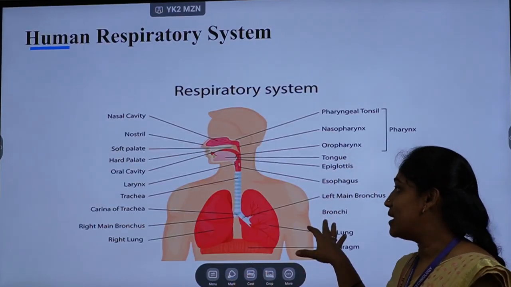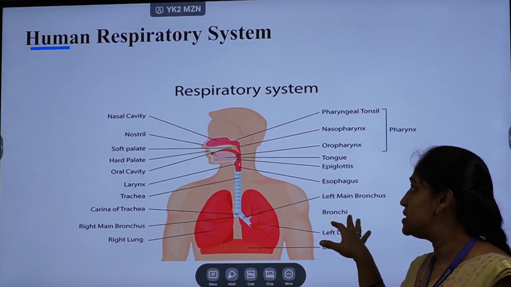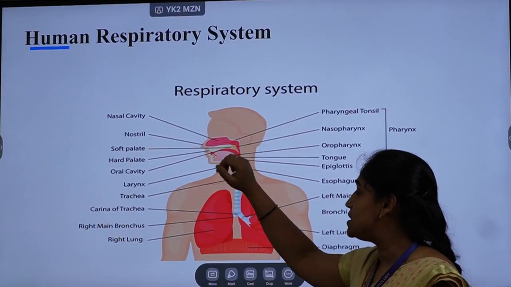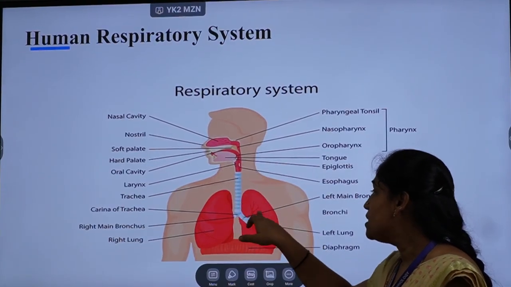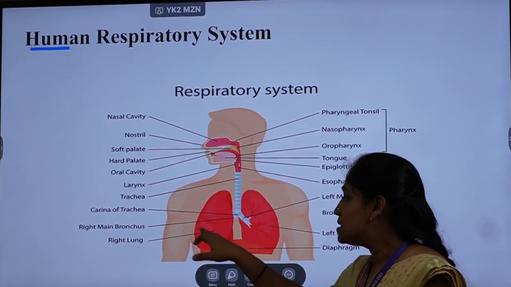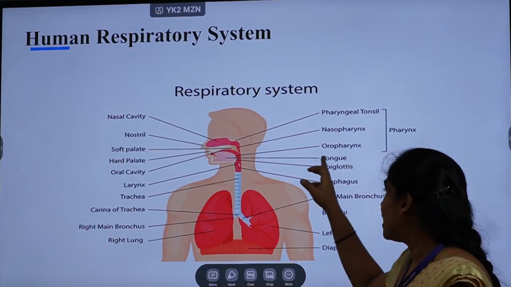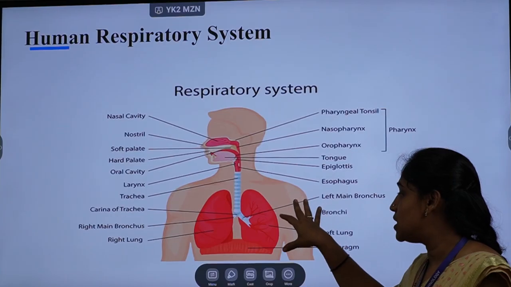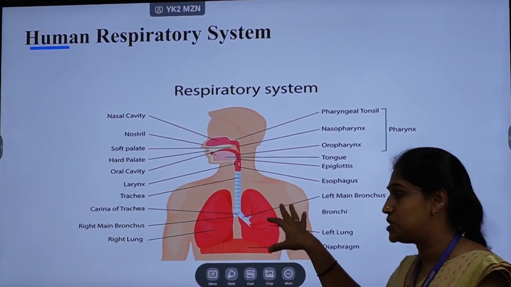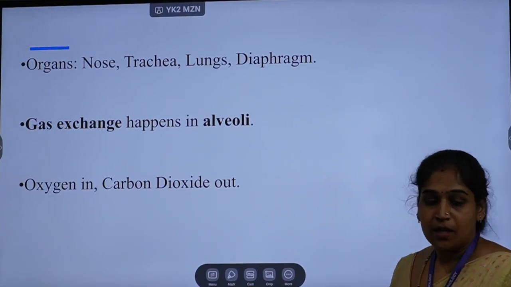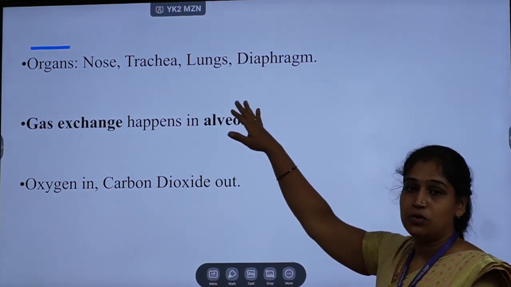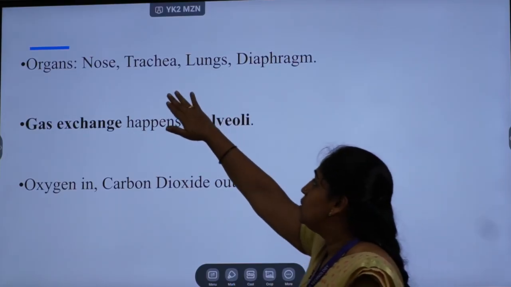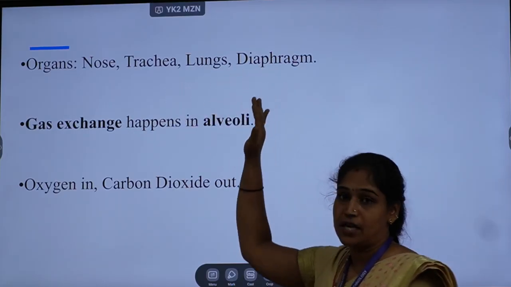This is the diagram which depicts the human respiratory system, which mainly consists of organs such as the nasal cavity, that is the nose, the trachea, the lungs, esophagus and larynx, oral cavity. All these are some of the organs which are involved during the process of respiration. The main organs which play a vital role during respiration are the nose, trachea, lungs and diaphragm.